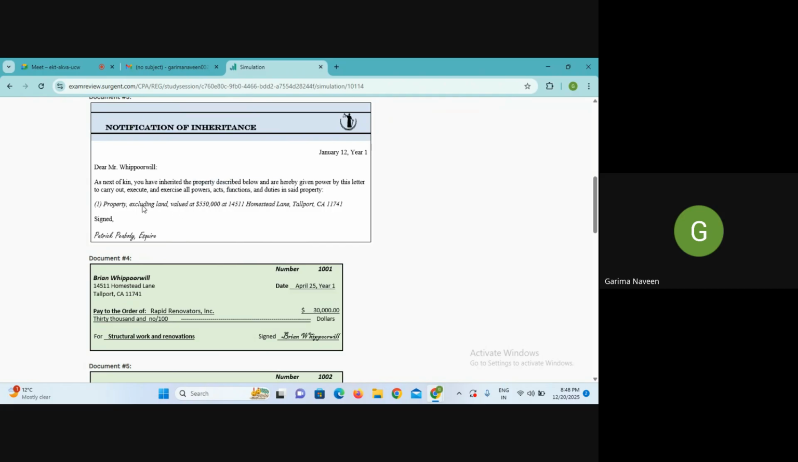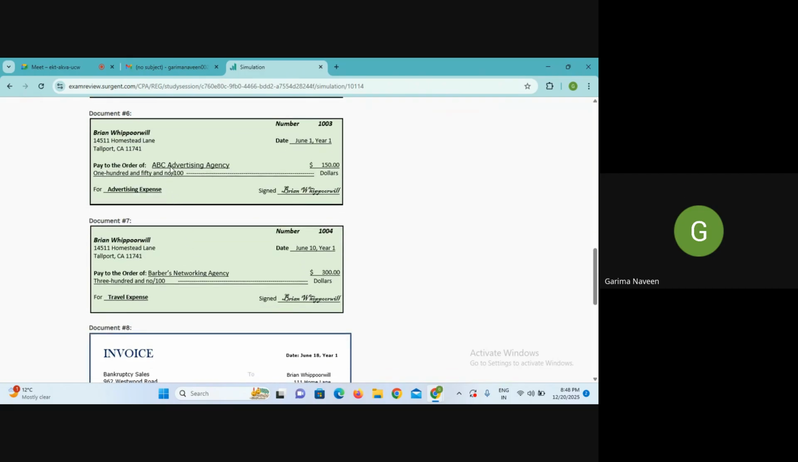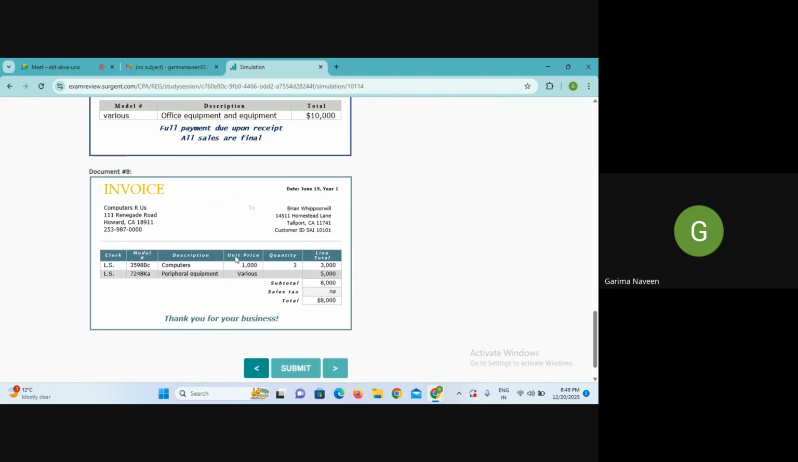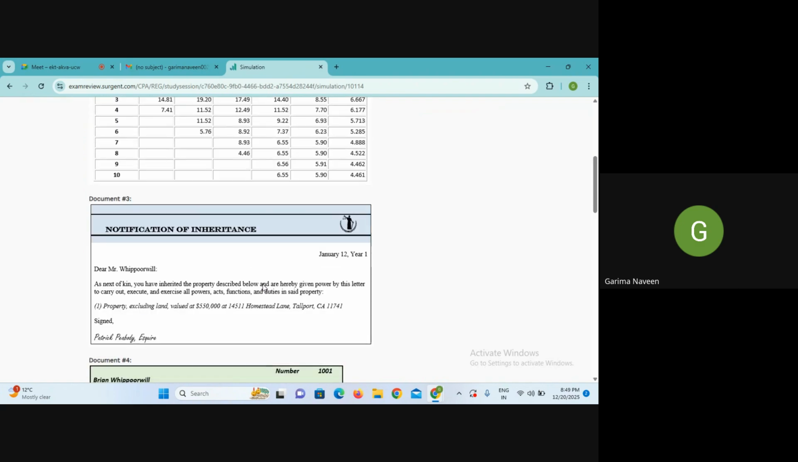As next of kin, you have inherited the property below and are hereby given power by this letter to carry out, execute, and exercise all powers, acts, functions, and duties in said property. Property excluding land valued at $550,000. Rapid renovators, advertising, network agency. So this is property, plant, and equipment. Okay, so only information related to the building is here.